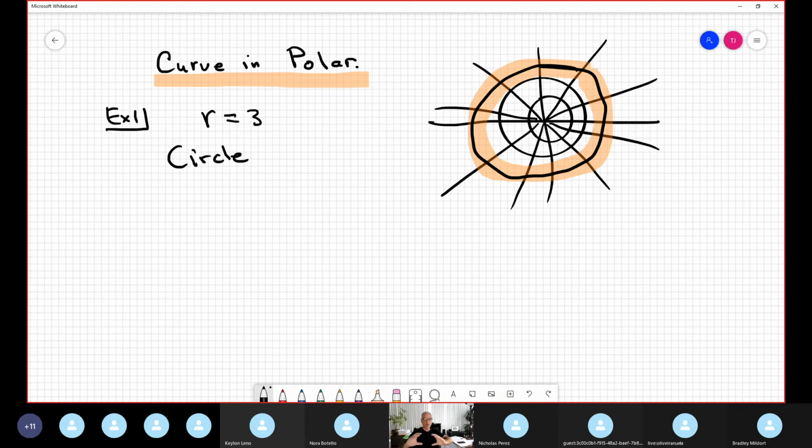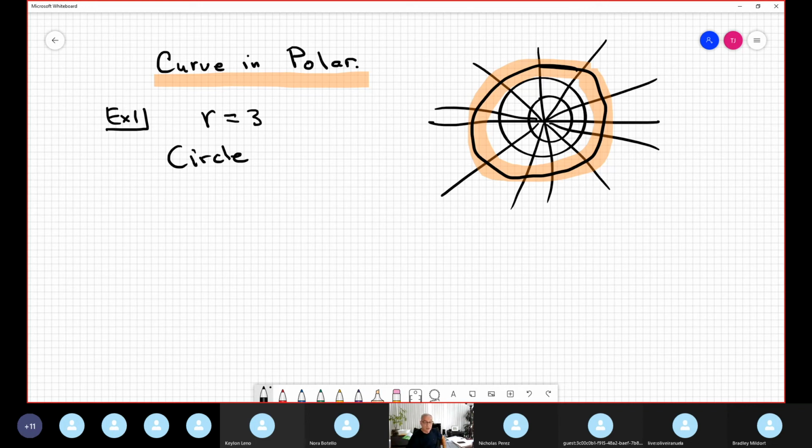Polar has different concentric circles, so the same center. The first one is 1, the second is 2, 3, 4, 5, 6, 7. Now you say r equals 3 is the circle with the radius 3. End of the story. And what happened with the theta? The theta does not appear in the equation. Therefore, it's independent of theta. Any theta.